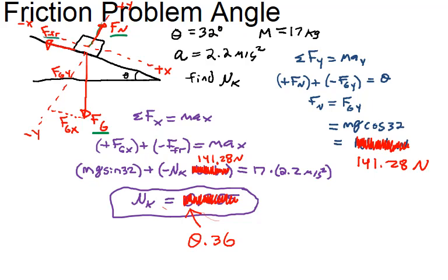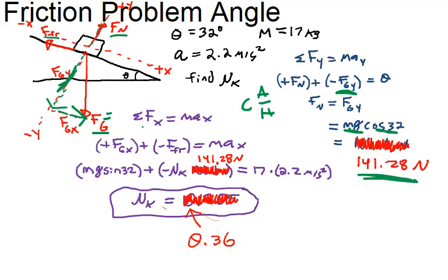All right, so we should have the force of gravity straight down, the normal force up perpendicular to the ramp, friction going back, and therefore we can break up the FGY and FGX. In this case, when we solve for FGY, which is the cosine, this is the adjacent side here, cosine of 32 times mg. Mg is the hypotenuse. So remember, cosine is adjacent over hypotenuse. We should get 141.28 newtons for the normal force.